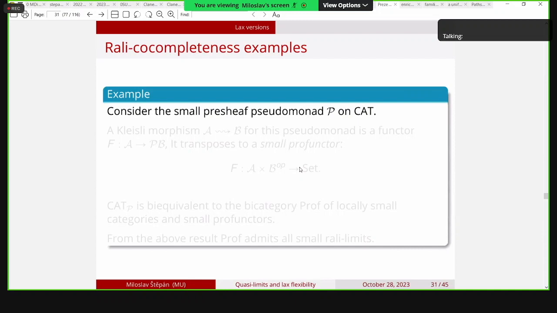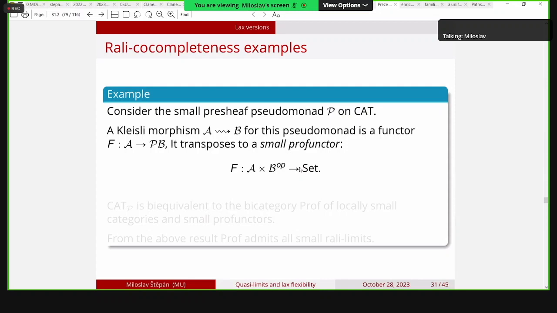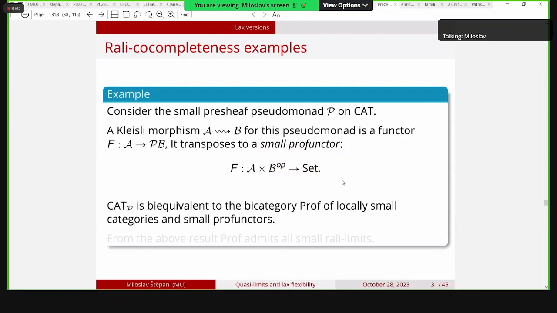Okay, now if we use the power of the dual version, let's consider the presheaf pseudomonad again. Let's determine what's a Kleisli 2-category or Kleisli bicategory for this pseudomonad. A Kleisli morphism is a functor from A to PB, where PB is like a subcategory of presheaves. Now it transposes into a profunctor, which I call small, which means that if you fix this A, then the result is a small functor. And in fact, the Kleisli bicategory is biequivalent to the bicategory Prof of locally small categories and small profunctors. And from the results, it seems to be the case that Prof admits all lax limits. So these weak limits are in Prof.